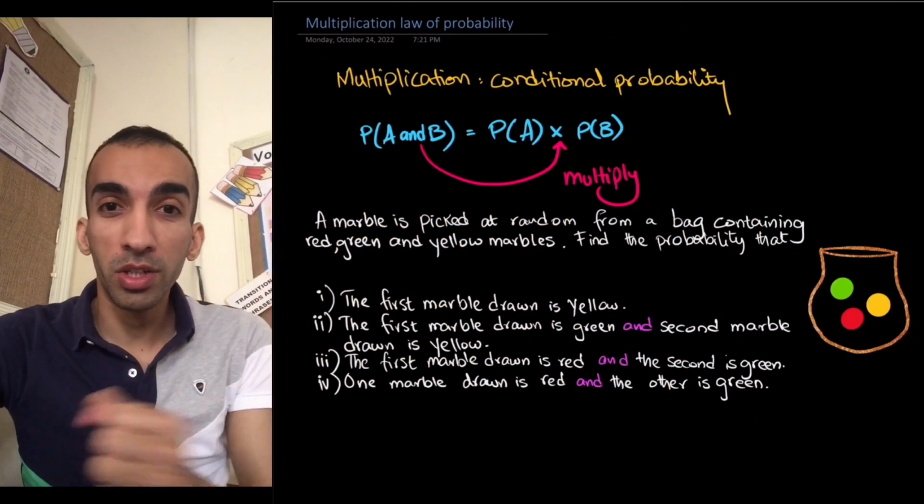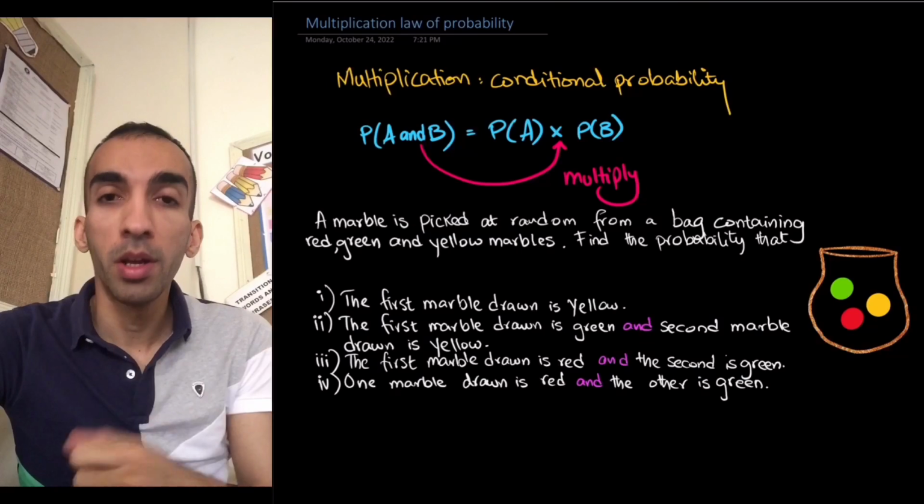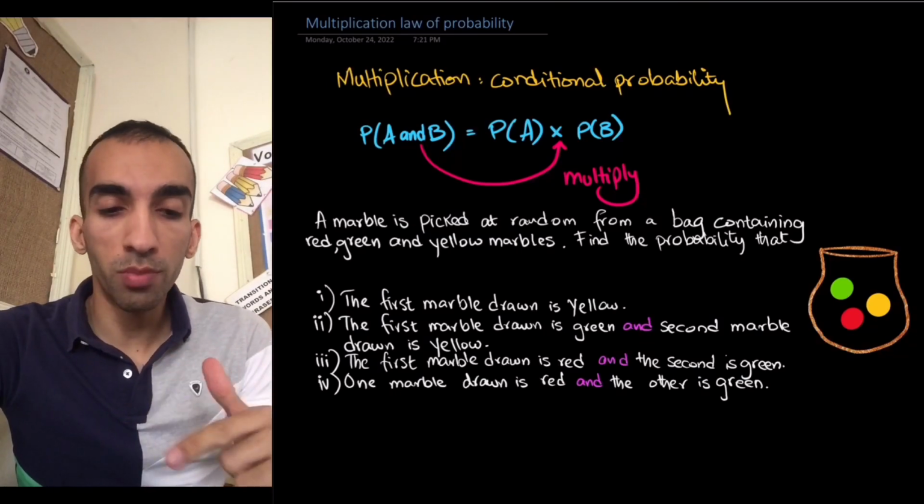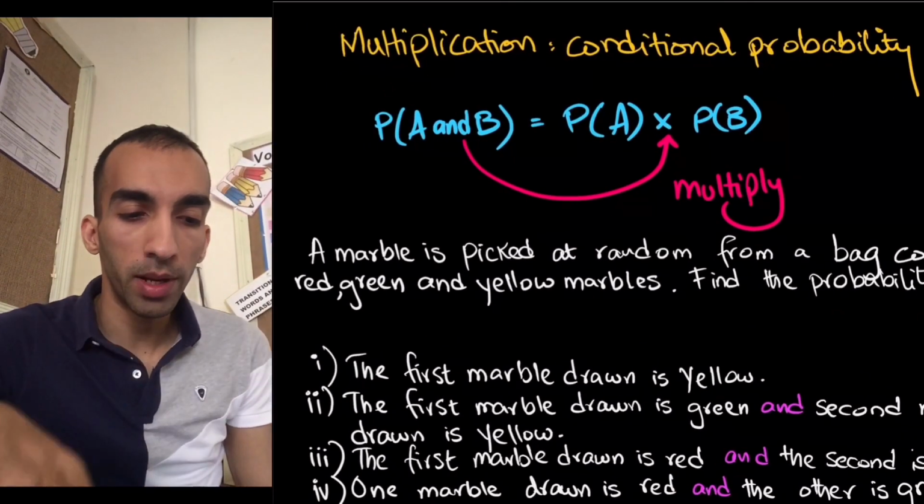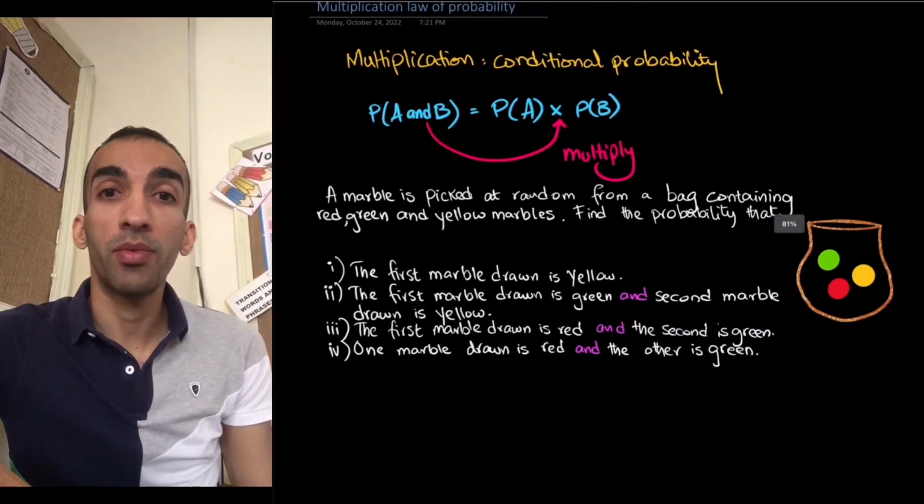Whenever you have the conjunction "or", you use the plus sign, remember? But whenever you have the conjunction "and", you use multiply, and that's what the pink arrow tells you over here. Once again, let's try to understand it with the help of an example.